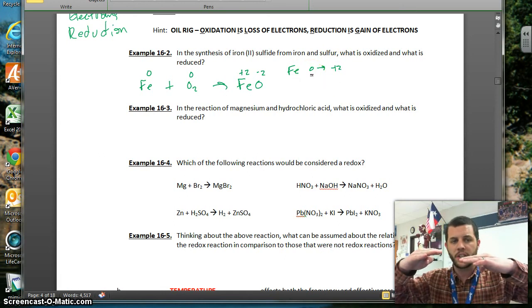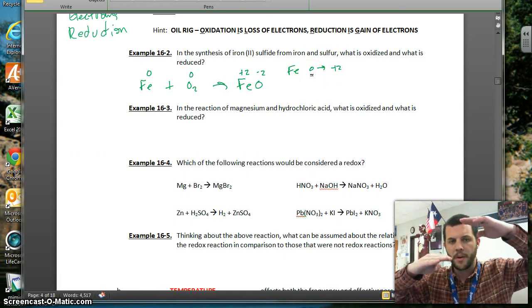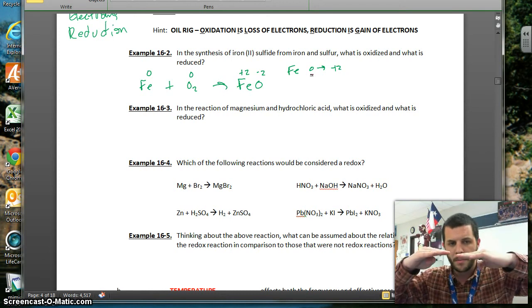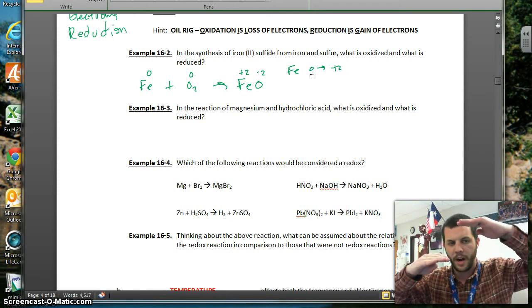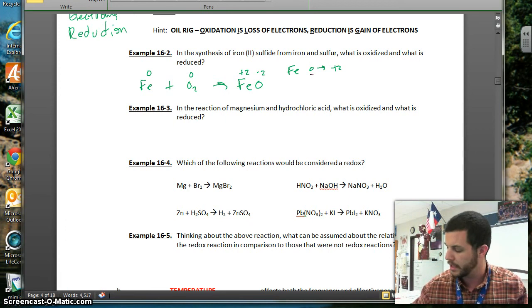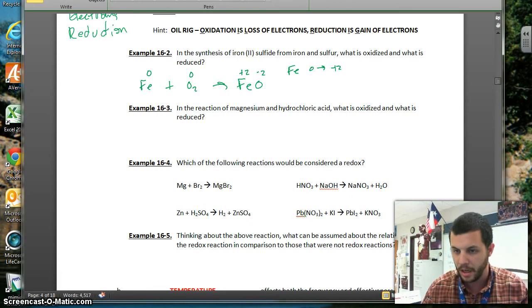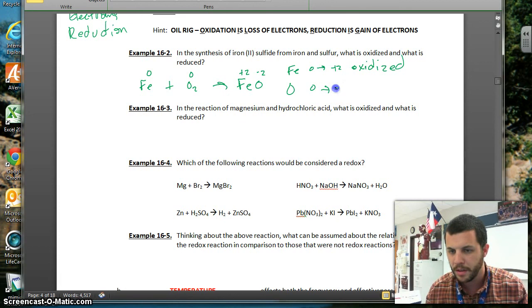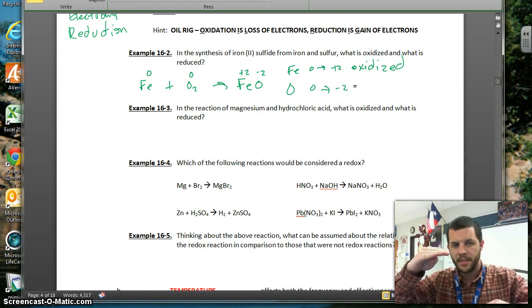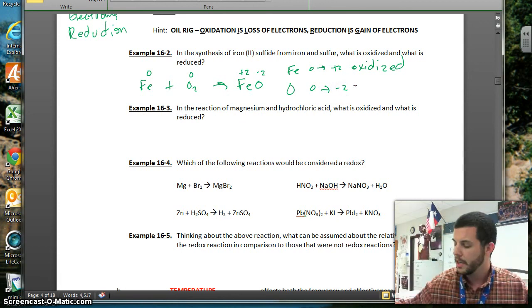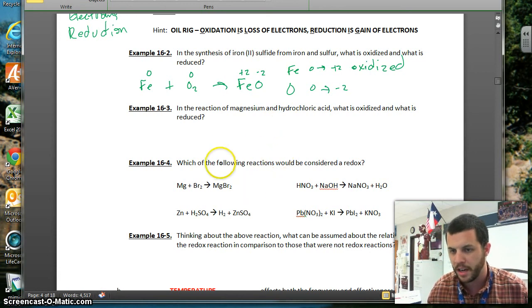So I know that my charge went up, so my number of electrons had to go down, right? My charge goes up to plus 2, so therefore I lost electrons. So we would say in this case that iron was oxidized. Oxygen goes from 0 to negative 2. My charge goes down, therefore my number of electrons had to go up, so I gained electrons. So we would say that oxygen was reduced. Okay, that's how you do it.